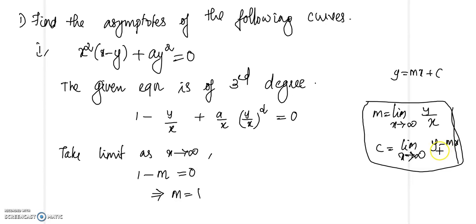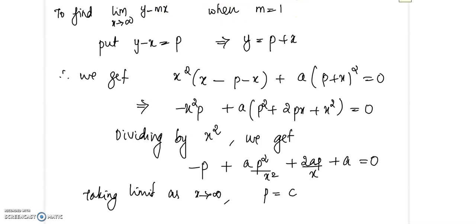Now let us substitute the value of m. So when m is equal to 1, y minus mx becomes y minus x. Let us take this equal to p. So c will be limit x tends to infinity p. Limit x tends to infinity p is c.